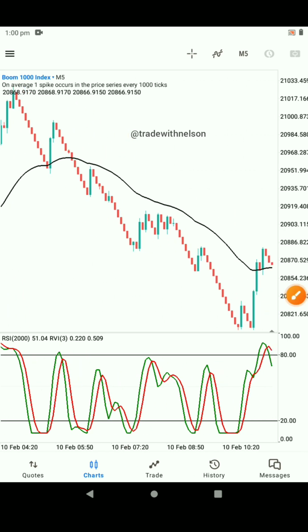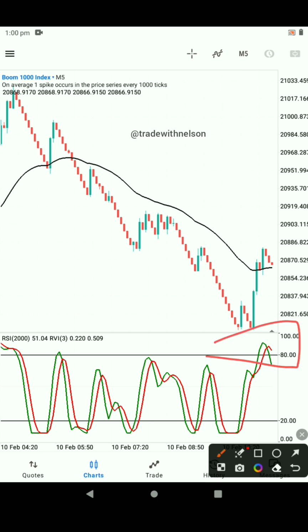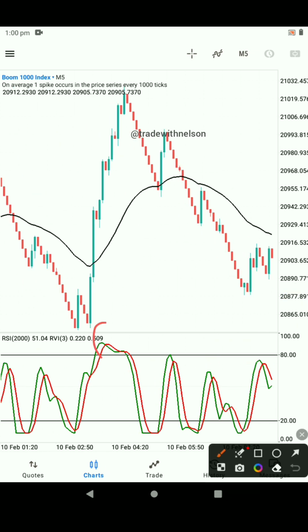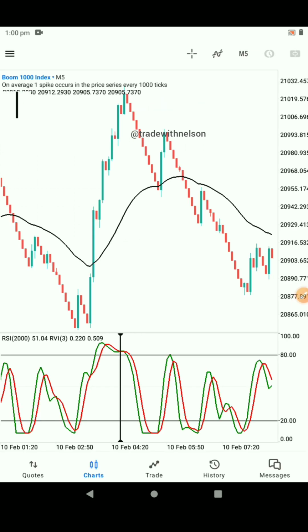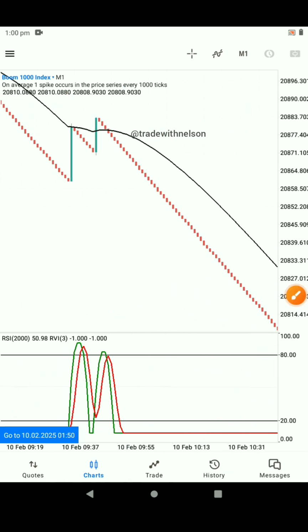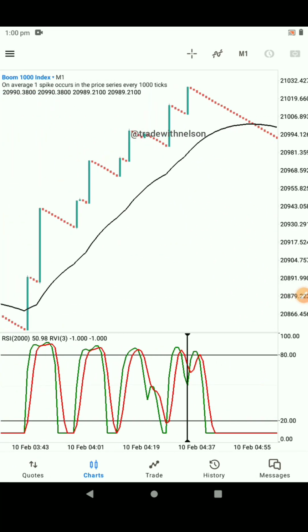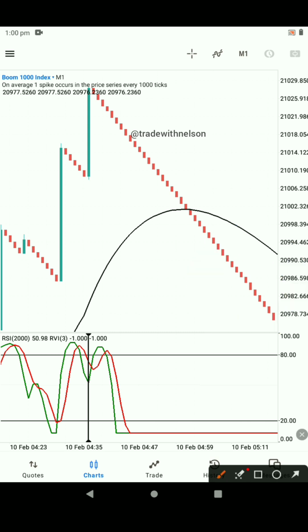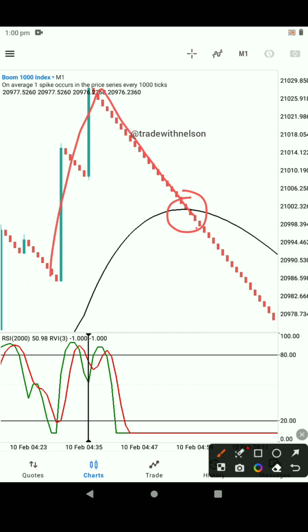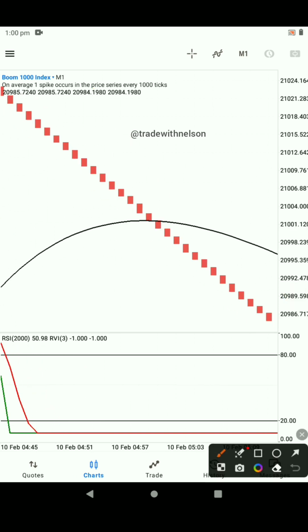So let's go back to the boom 1000 market. We look for where there is a cross above the 100 to 80 level. Over here we see a visible cross, so we go to our tool, take our line, and put it where we see a visible cross like this. Then we drop to our 1 minute time frame and look for that particular zone. This is the area that we marked on the 5 minutes time frame. Then we wait patiently until the market crosses the moving average to the downside.